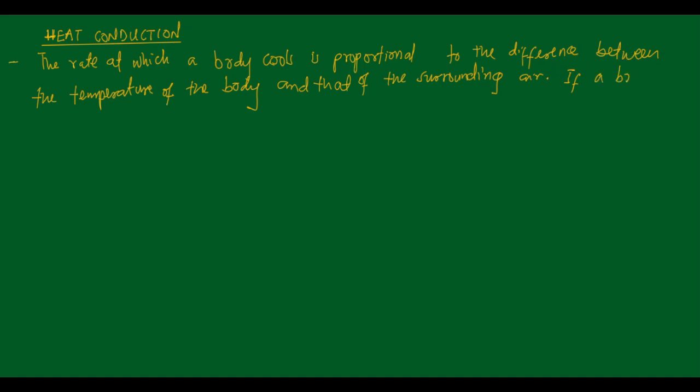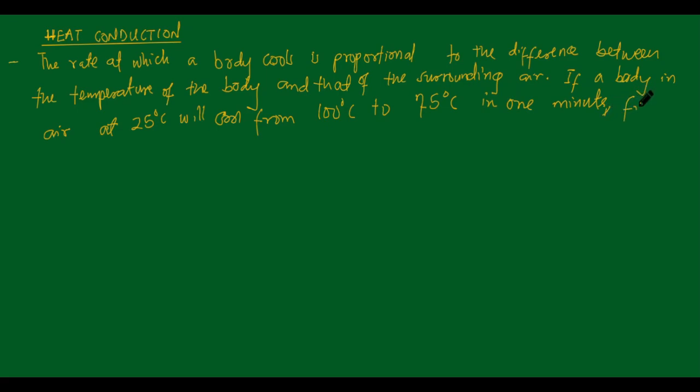So if a body in air at 25 degrees Celsius will cool from 100 degrees Celsius to 75 degrees Celsius in 1 minute, find its temperature at the end of 3 minutes.